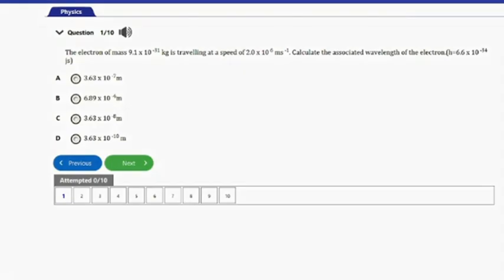In today's video, we have these 10 questions to answer on the topic wave particle paradox. So stay tuned to the end of this video. Let's go ahead and start with the first question here.